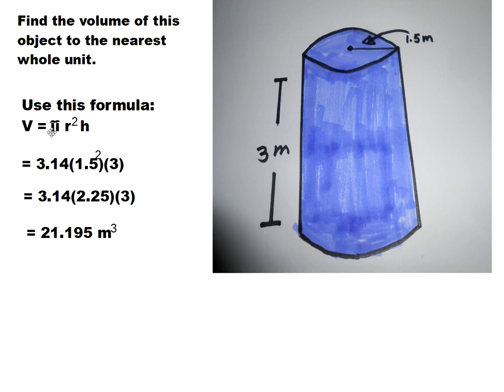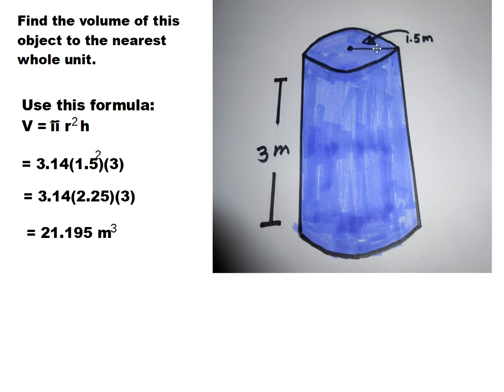Volume equals pi radius square times the height. So the radius here is at the top over here. This is the radius because you just get the middle, so it's halfway.